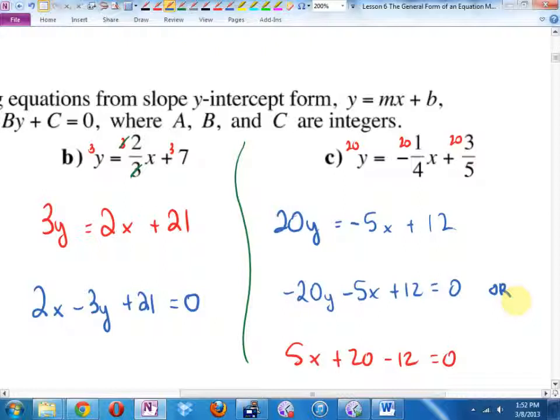Yep. Isn't it supposed to be 20y, not just 20? Yeah, that would work. Candy for you later.